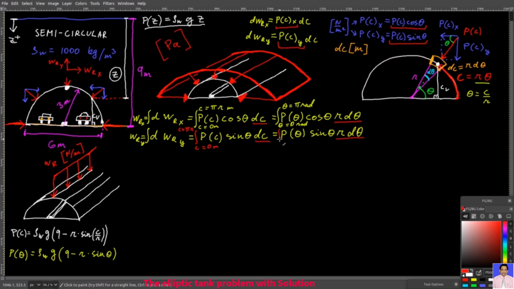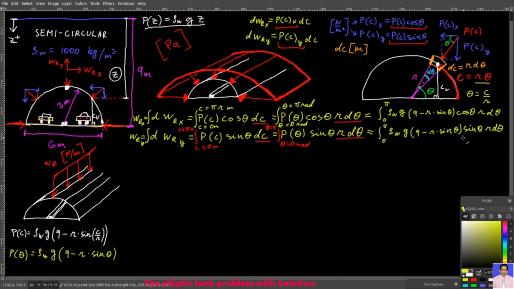And then here as well, you go from theta equals 0 radians to pi radians. And now you have the ability to rewrite these integrals like this. One is this one, the other one is this one. Here you have cosine theta, and here you have sine theta. So you can see that your integrals are written only in terms of thetas. And now you have to solve for these integrals.